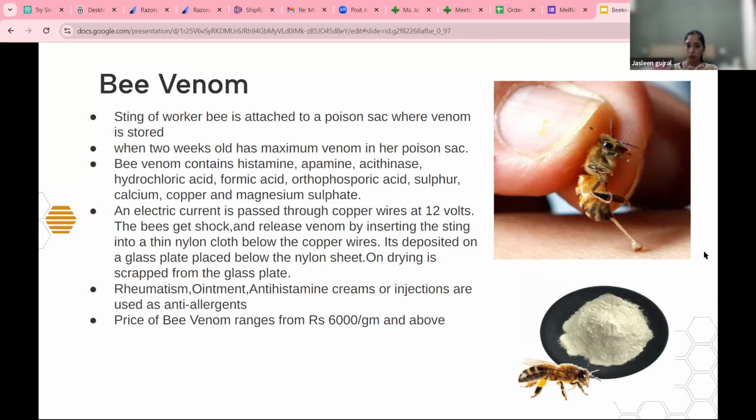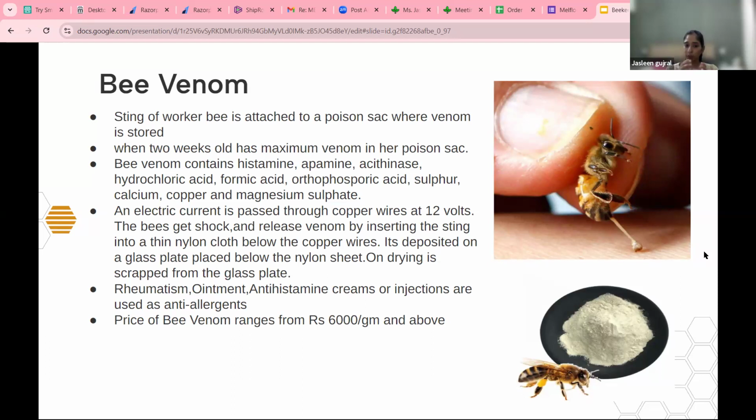When the bees are 2 weeks old, they have the maximum venom in the poison sac. The venom has histamine, apamine, hydrochloric acid, formic acid, calcium, copper, magnesium. These are a few components in the acidic forms which are found in the venom. These are used in research for cancer patients, and it's very, very beneficial for human health also. And it is used in apitherapy.